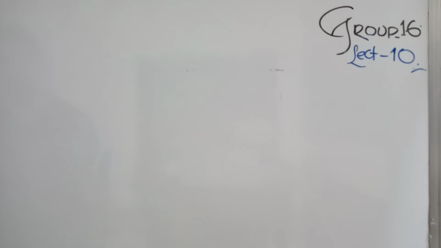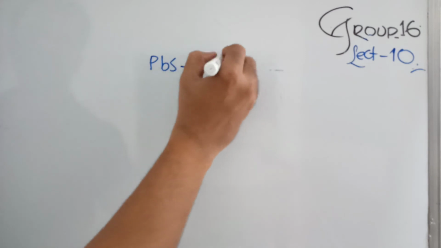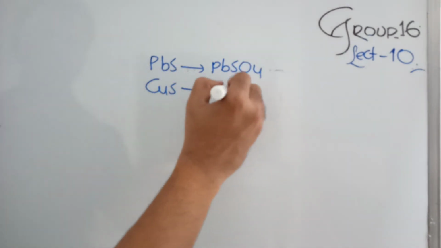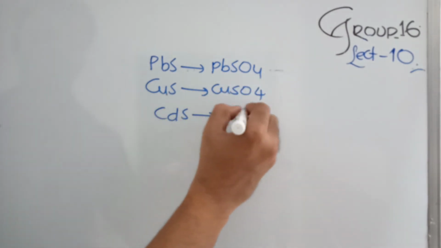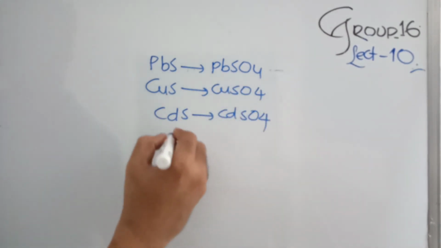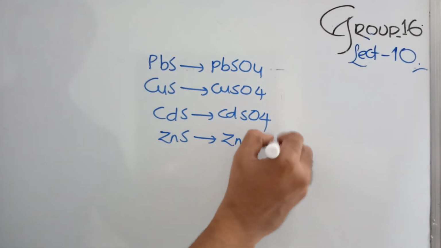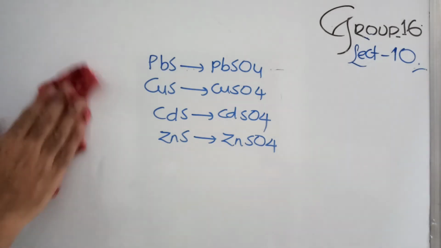Some reactions we are going to discuss now. Oxidizing reactions. Lead sulfide is oxidized to lead sulfate, copper sulfide to copper sulfate, cadmium sulfide to cadmium sulfate, zinc sulfide to zinc sulfate. All these sulfides are oxidized to sulfates. Okay, first sulfides to sulfates.